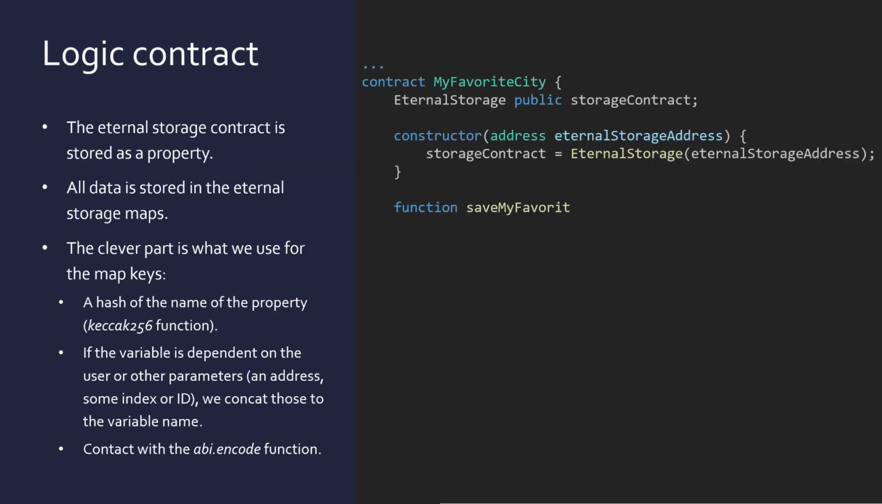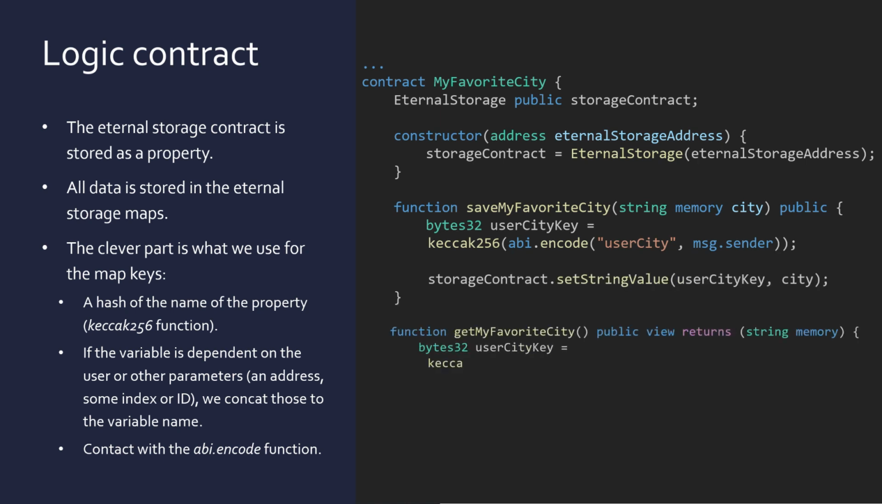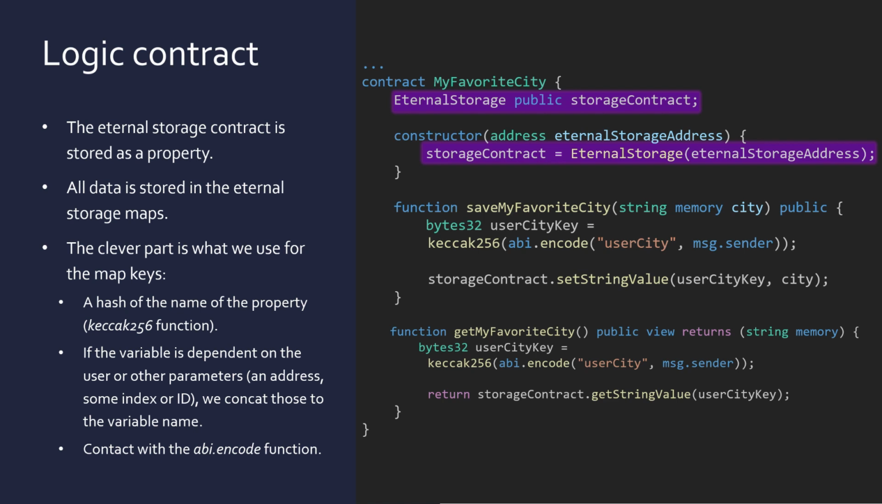In the logic contract we no longer need to have properties to store data. We will use the maps on the eternal storage contract for that. The clever part is what we use for the map keys. We will concat the name that we would give to the property if we didn't use the eternal storage, with any other relevant parameters, like user addresses, array indexes, etc. We will then make a hash of the resulting string, and that will unequivocally identify our data in the eternal storage maps.